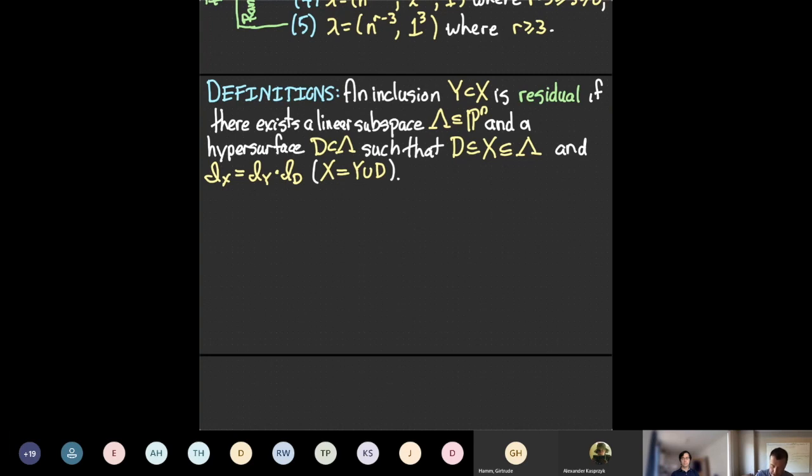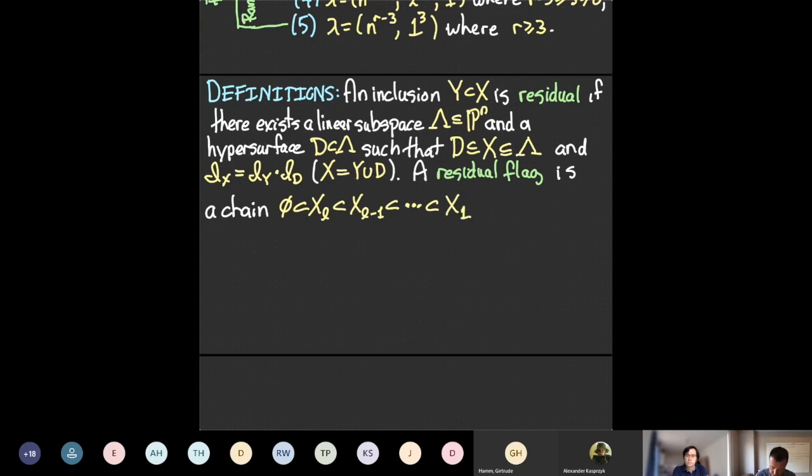So this is the basic idea, and what I want to do is have a flag version of this, which seems to be somewhat novel. So a residual flag is simply a chain. So we'll start with the empty set and contain X sub L, X sub L minus 1, and we work our way up to the first guy, the one we're most interested in, of such inclusions.